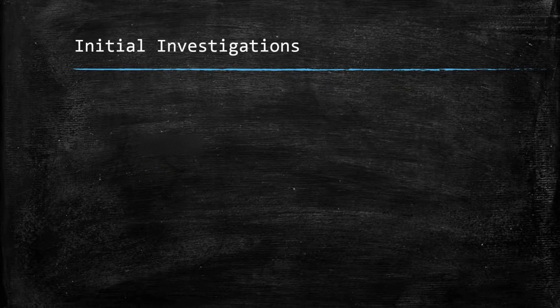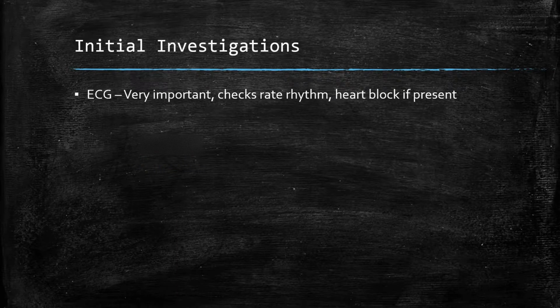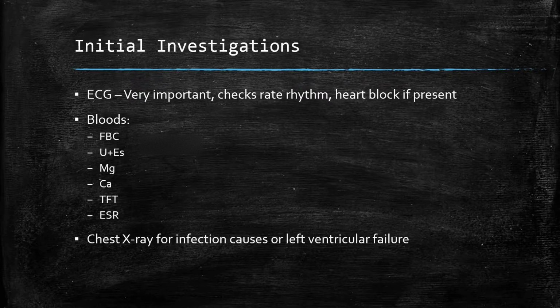Initial investigations include ECG to rule out inferior MI. This is very important. Bloods. From here we can identify if any electrolyte abnormalities are causing the bradycardia, as well as hypothyroidism. And the chest X-ray can show any consolidation or pleural effusion.